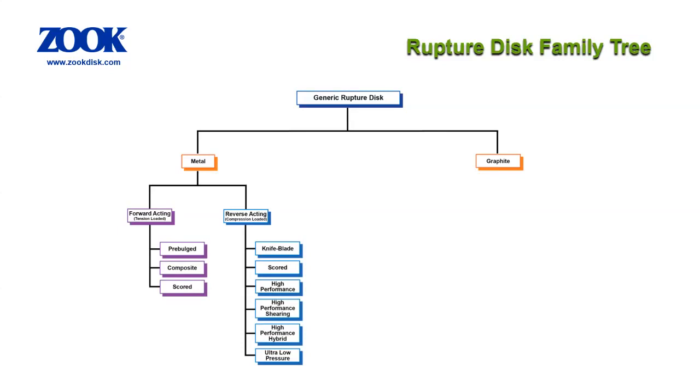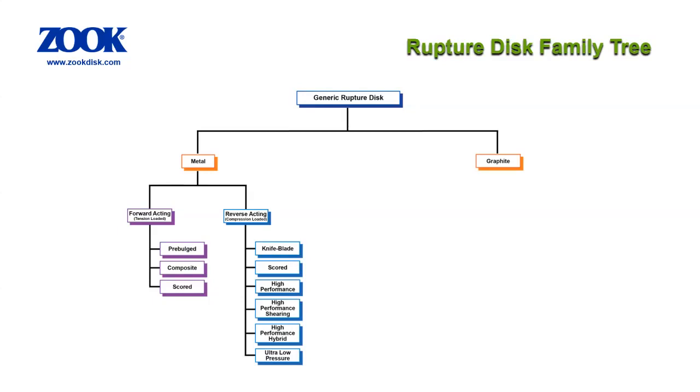Again, there are several variations of reverse-acting designs available that enable us to select different models across a wide pressure range, tighter burst control, or compressible or incompressible service. Ultra-low pressure discs are also available, capable of opening at pressures in the millibar range.